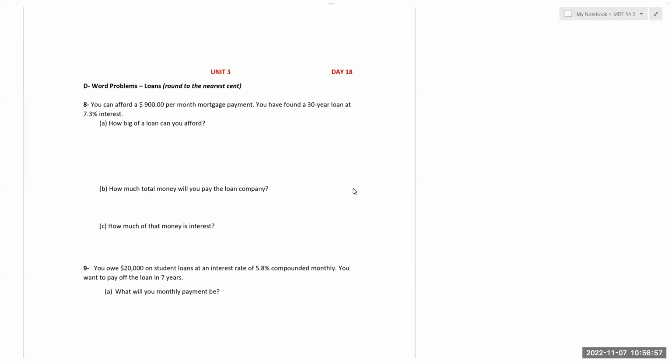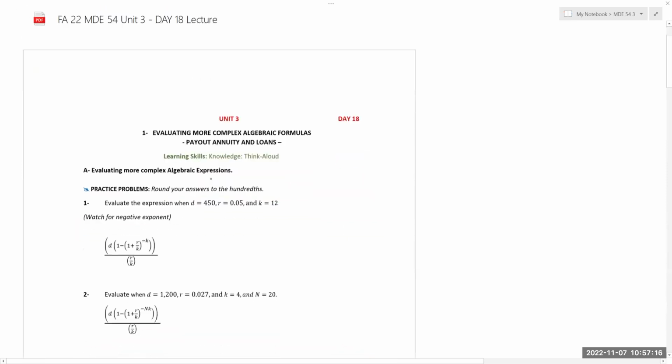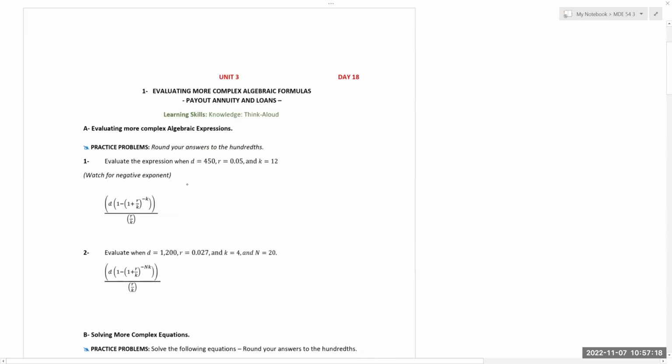Okay, so here we are in our MDE 54 course. We're in finance, so we're on day 18 for those finance problems. What we're going to be looking at is evaluating more complex algebraic equations, and then moving on to payout annuities and loans.